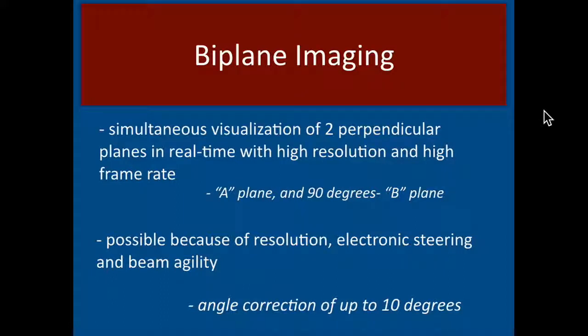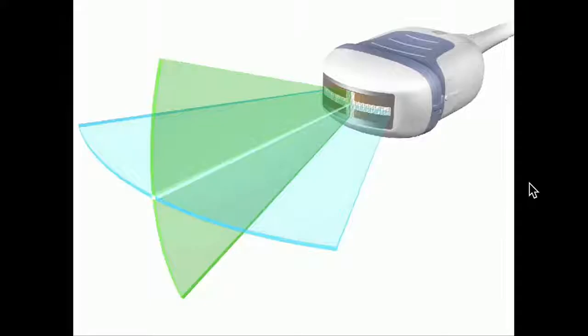So really quickly, in the few minutes I have remaining, we're going to go through biplane imaging, which is one of the modalities that we now have for the last, I guess, 3 or 4 years, that we did not have previously with the older 3D 4D systems. This is simultaneous imaging of 2 perpendicular planes in real time with high resolution and high frame rate. And these are the A and the B planes that you saw earlier on the multiplanar display. This is really possible because of the nature of the electronic matrix technology and the beam agility.